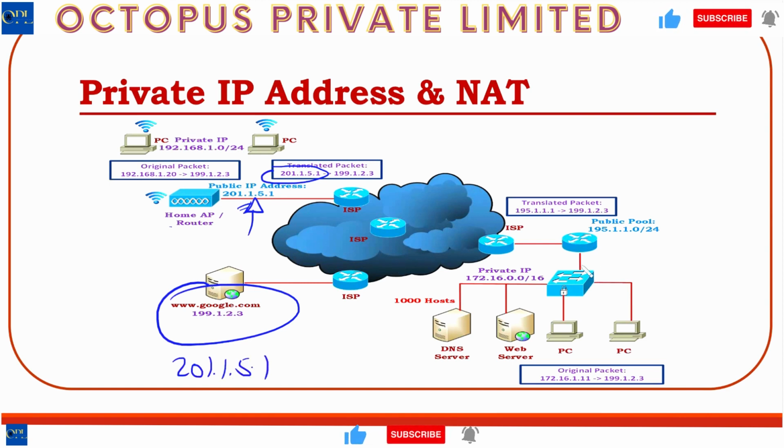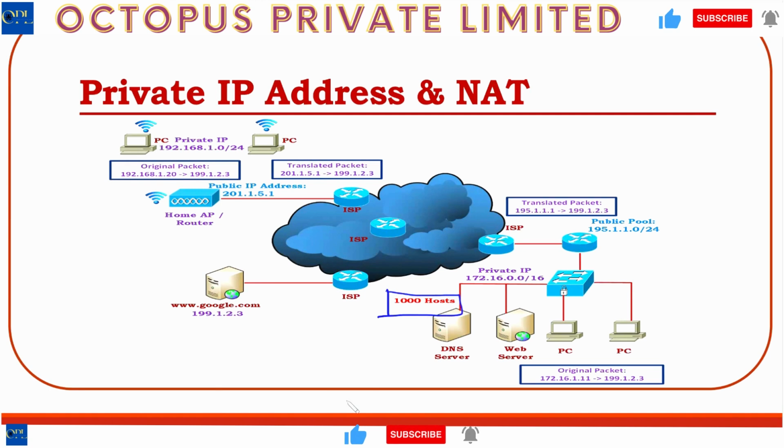When it tries to go to the router, the router has a public address assigned to it. He will take this address and translate that address to the corresponding public address that has been assigned to him, which is 201.1.5.1. So when he gets a request, he does not get the request from 192.168.1.20. Instead, rather than getting it from 192.168.1.20, he will get the request from 201.1.5.1. That is on a home computer.